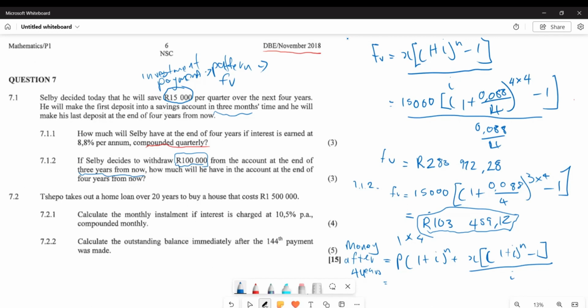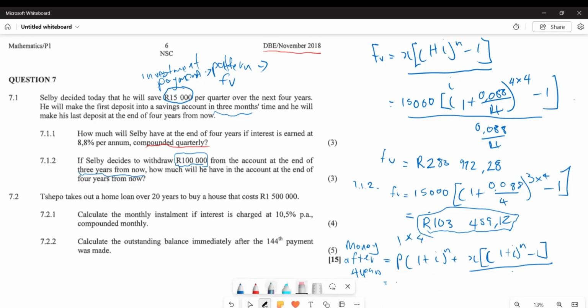Let me see. Yes, this is going to be, what is the principal amount? Now we are using the 103,459.12, isn't it so? Plus, what is the monthly installment? It's going to be 15,000 again into 1 plus I. Let's try and write this properly.